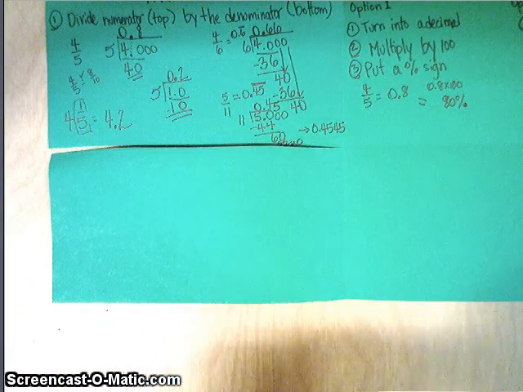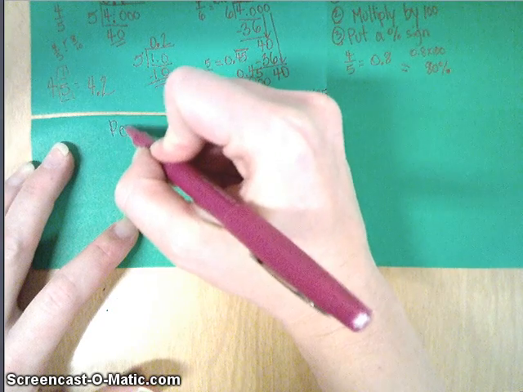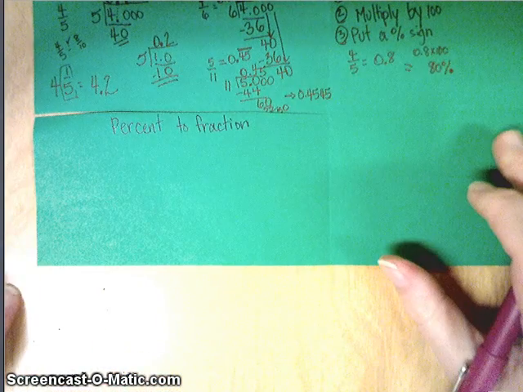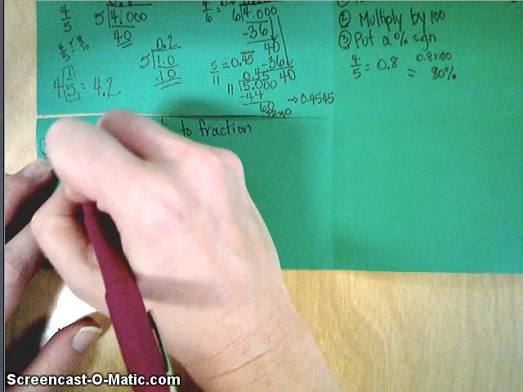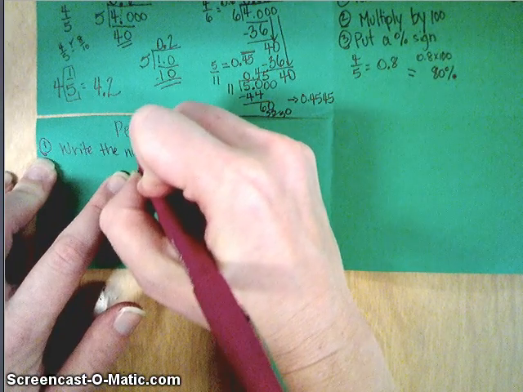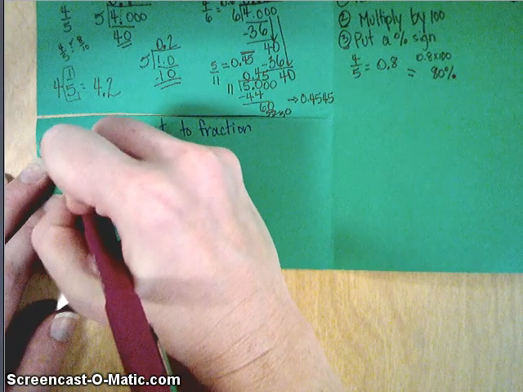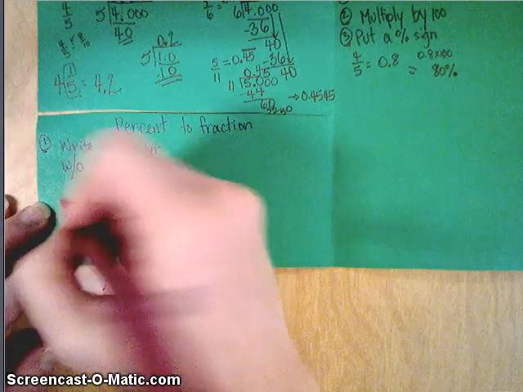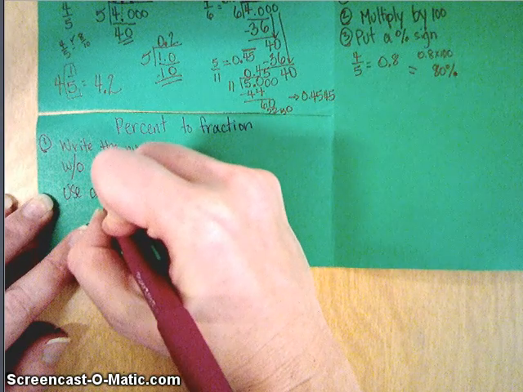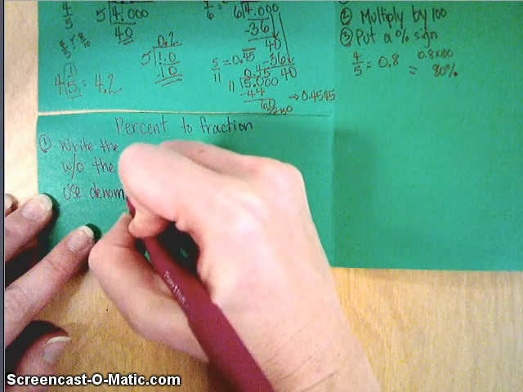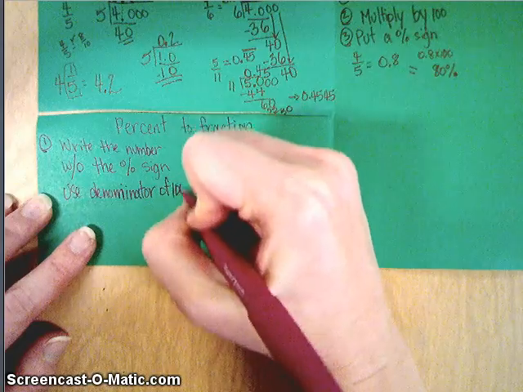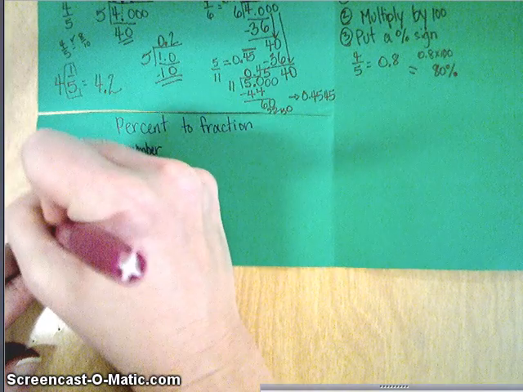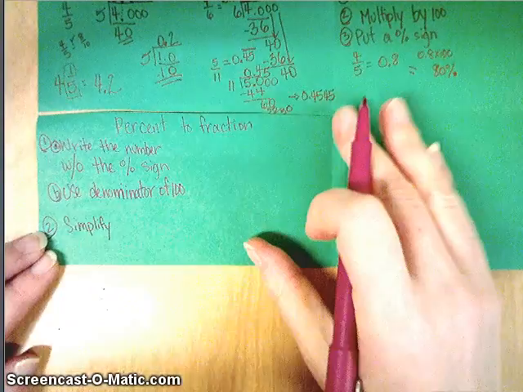So let's start off with a percent to a fraction. Write the number without, I'm going to abbreviate without with a W/O, the percent sign, and use a denominator of 100. That's A part, that's B part. Simplify is always the last step when you're dealing with fractions.